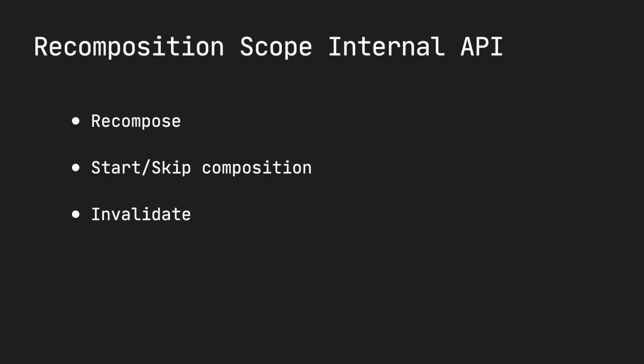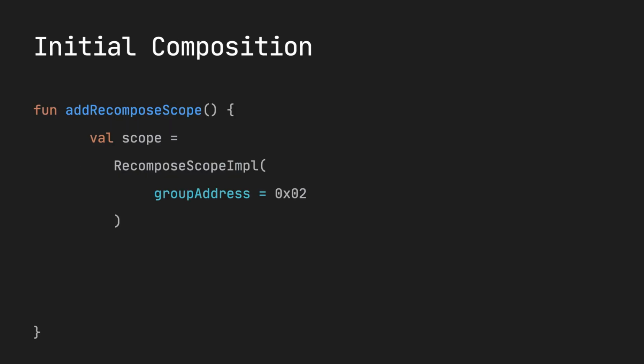And what the recomposition scope has is an internal API. It has the ability to recompose, to skip composition, and to invalidate. And this is the API which is called during recompositions. So when it creates this instance, the important thing to know is that it keeps track of the group that it's for. So for example, group address 2. And you want to be able to do that. We'll look at the purpose of this during recompositions. We want to be able to know which group to recompose.